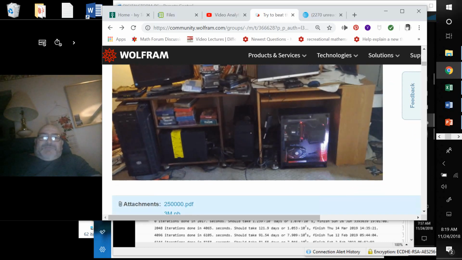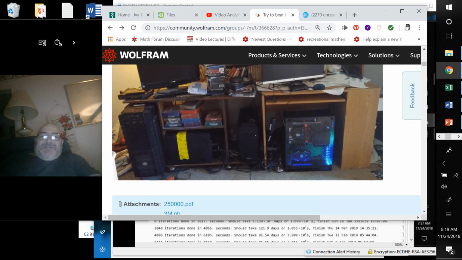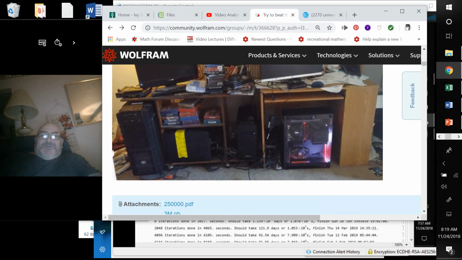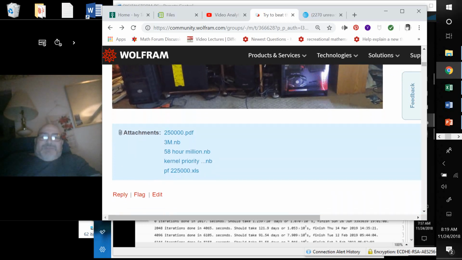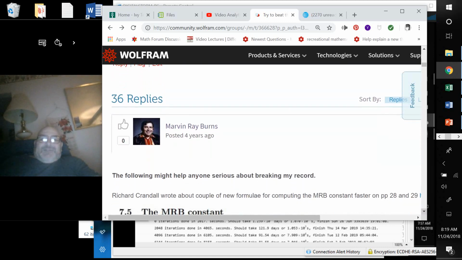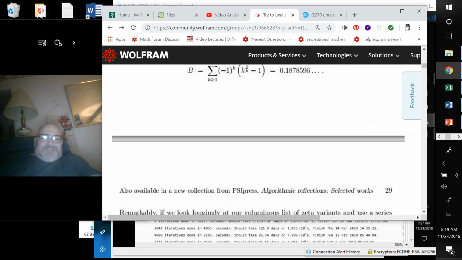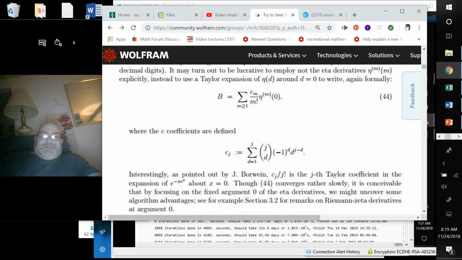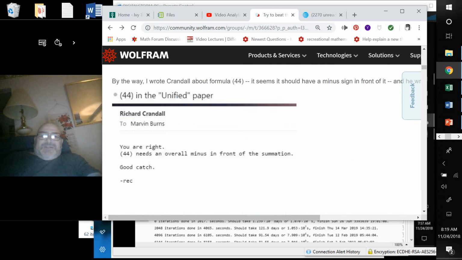So I give a picture of my mini clusters of computers. The one on the far left is the one I sold, the one I broke the records with, in hope of buying something better. So here we have some of Crandall's emails to me. You can read those at your leisure. And here's the Crandall edit formula. We'll talk about those in a minute.